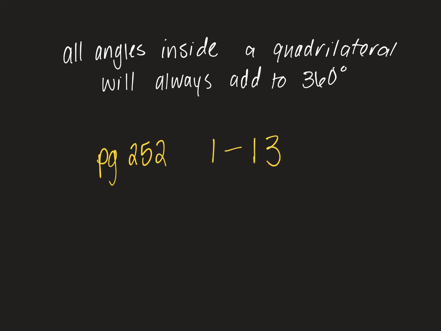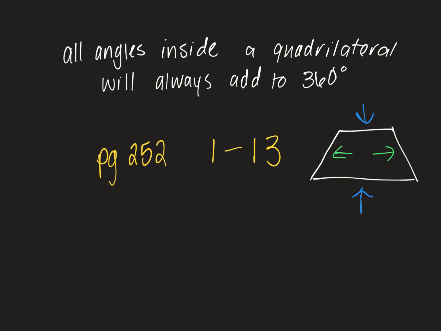So for 1 through 5, you're just looking at the pictures and naming opposite sides, opposite angles, consecutive sides, consecutive angles. And number 5 is asking about bases and legs. It is a trapezoid, so it looks kind of like this. Bases are going to be top and bottom, and then these two green parts would be the legs. So name those with their segment names.